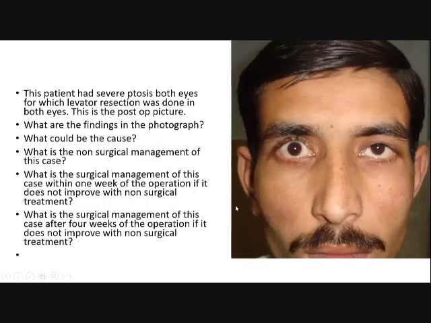So this patient had severe ptosis in both eyes for which levator resection was done. And this is the post-op picture. What are the findings? Right lid retraction. Excellent. And what is the cause? Overcorrection. He was operated in both eyes. Maybe the surgeon did the resection equal in amount in both eyes. Why is the lid retraction present in the right eye only?